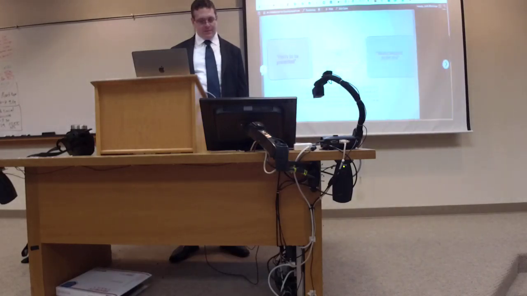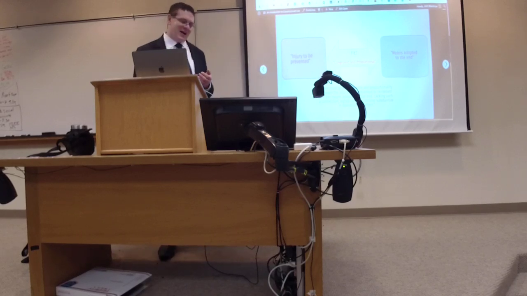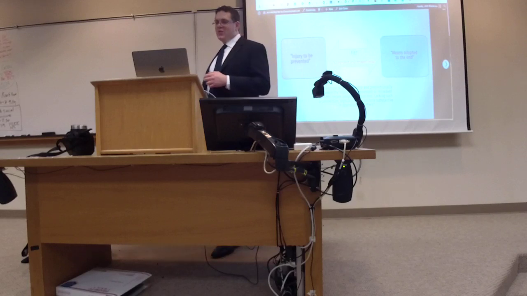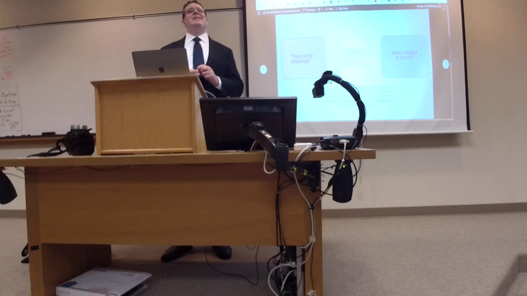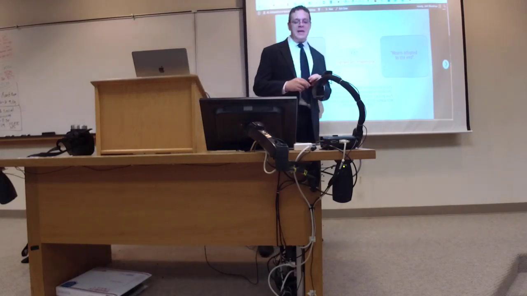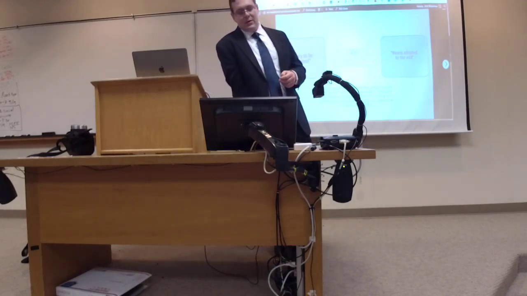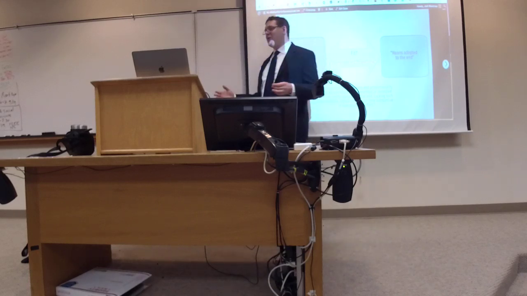The court puts forward this test that is not very easy to apply, and it gives a lot of students difficulty. It's called the congruence and proportionality test. I'll make this as easy as I can, I promise. And this is what we call means-end scrutiny. What are you trying to fix and how are you fixing it? What are you doing and what are you trying to achieve?